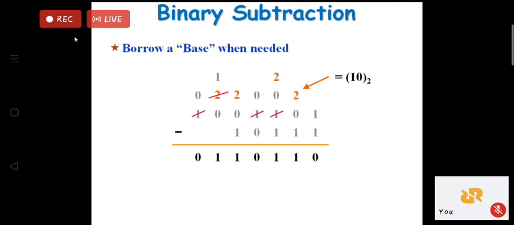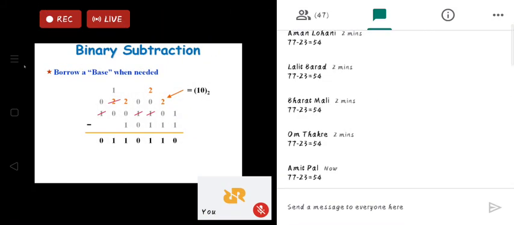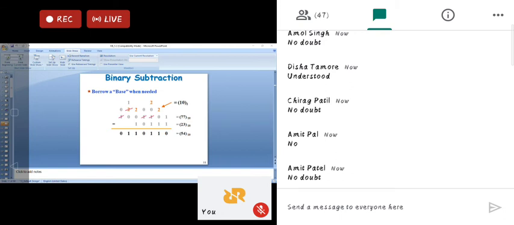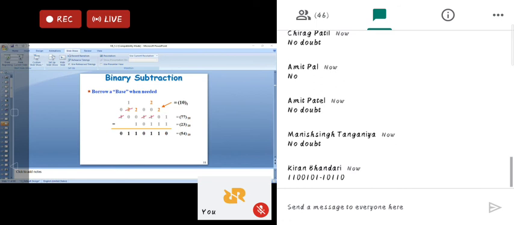Is there any doubt? नो डाउट, क्या बात है। I have given you a sum to be solved, and we will close.